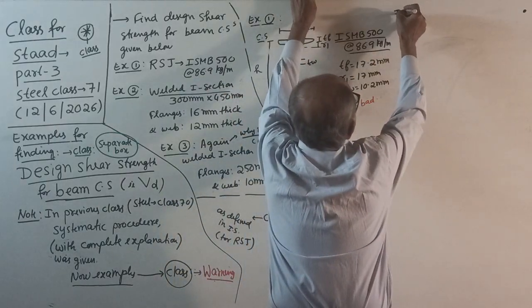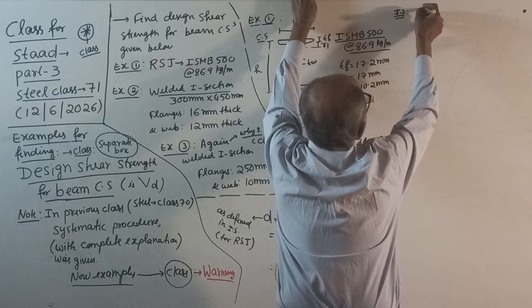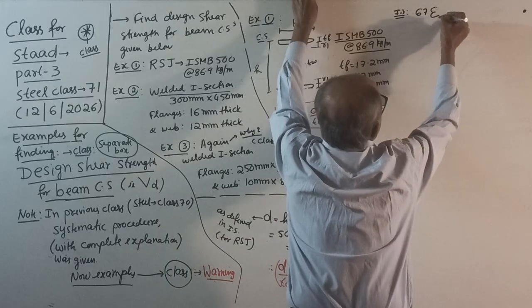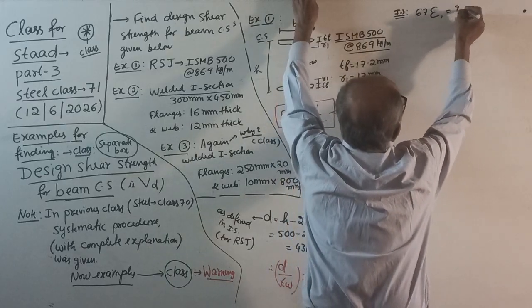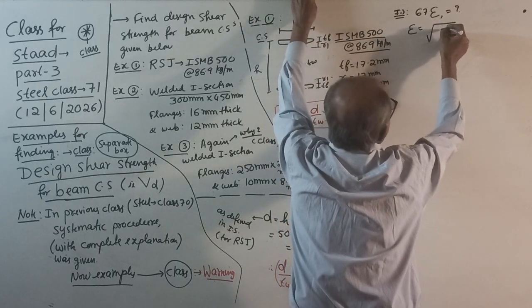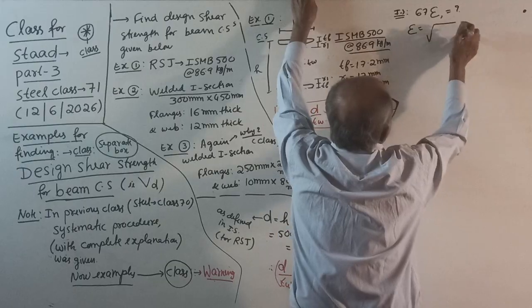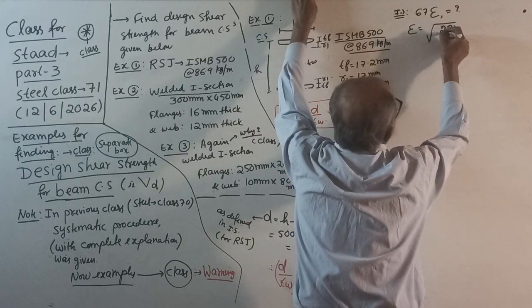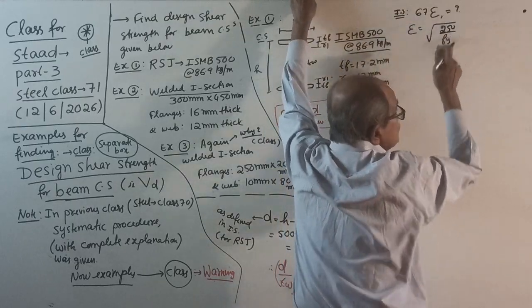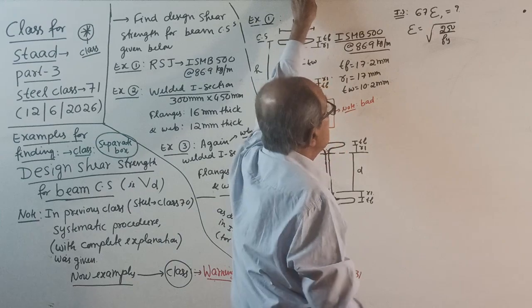Refer to IS code and find the value of 67 epsilon. Where epsilon is root of 250 by Fy. Fy should be in Newton per mm square. 250 also has the unit of Newton per mm square.